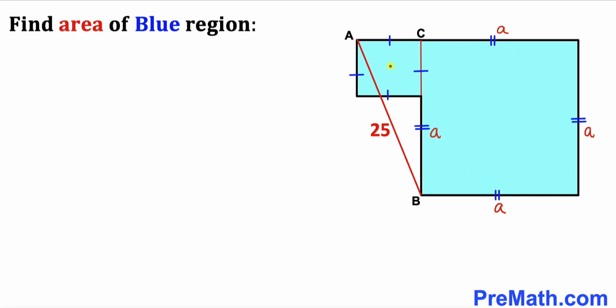Now let's focus on this small square. Let me go ahead and label its side lengths as lowercase b. This is B, this is B, and this is B as well. And here's our next step.